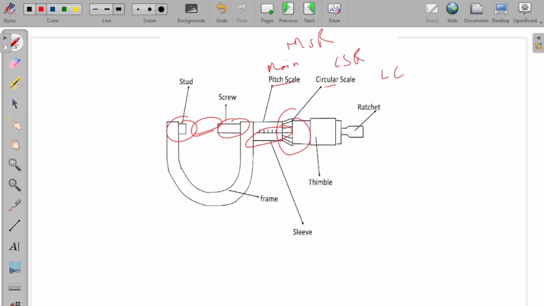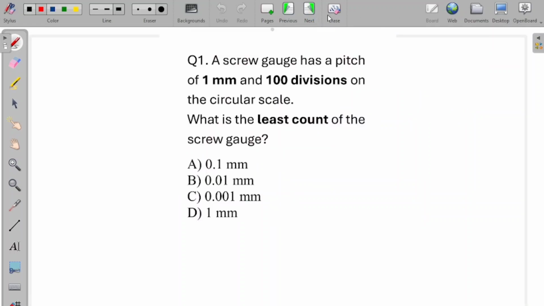Another term useful for us is least count, which is equal to pitch upon number of circular scale divisions. The total number of circular scale divisions is written over here. And pitch is the least measurement that can be taken on the pitch scale, the main scale. Now, here are the questions.